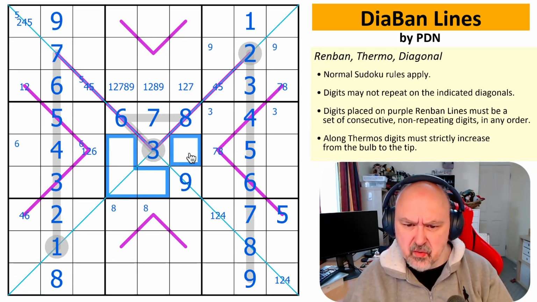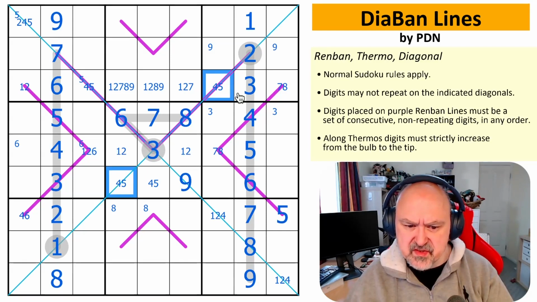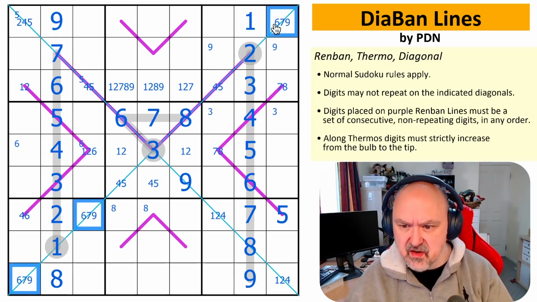Actually, I'm going to mark this quad. 1, 2, 4, 5. There's no 4 or 5 there. So that's 1, 2. So this is 4, 5. So there's 4, 5 on this diagonal. So 1, 2, 3, 4, 5. These are 6, 7, and 9.